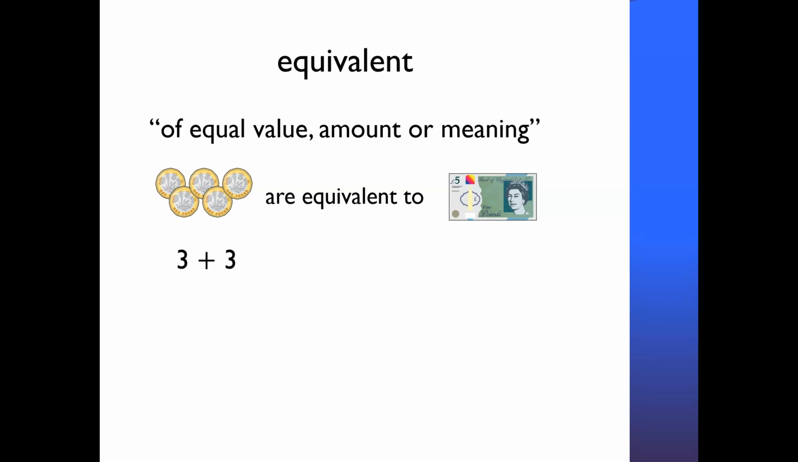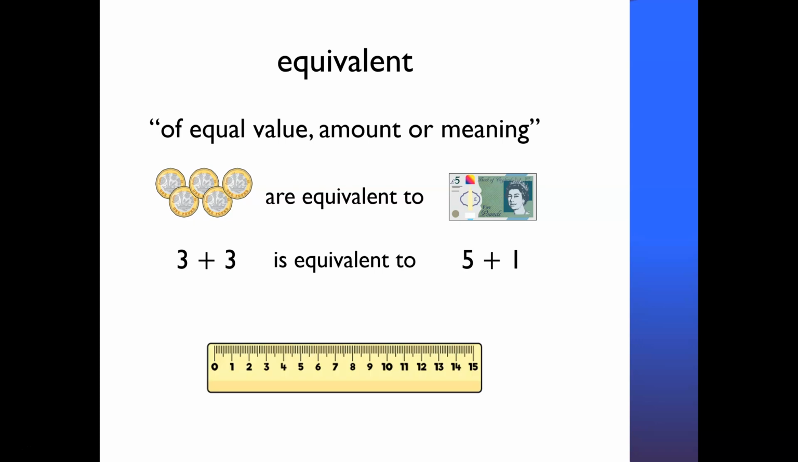Another way to look at equivalent might be to say 3 add 3 is equivalent to 5 add 1. 3 add 3 is 6 and 5 add 1 is 6. Another way to think about the word equivalent is we might think about measurement, where 1 metre is equivalent to 100 centimetres. Well, I can't fit a picture of a full metre stick on this side, so instead I can show you that 1 centimetre is equivalent to 10 millimetres.